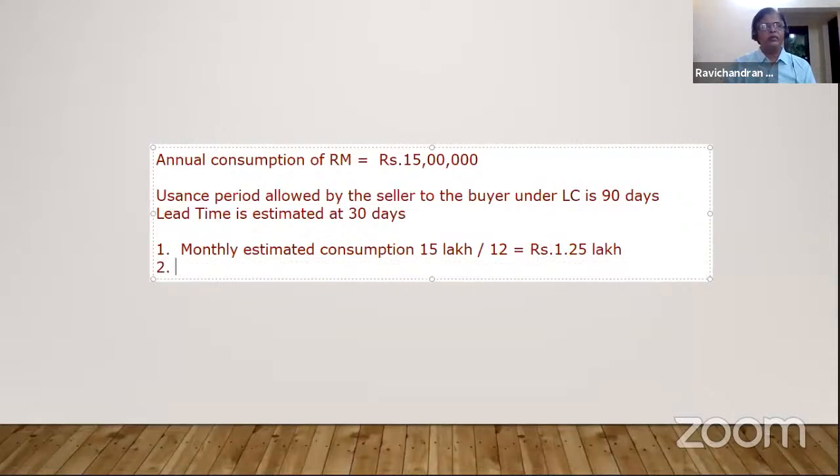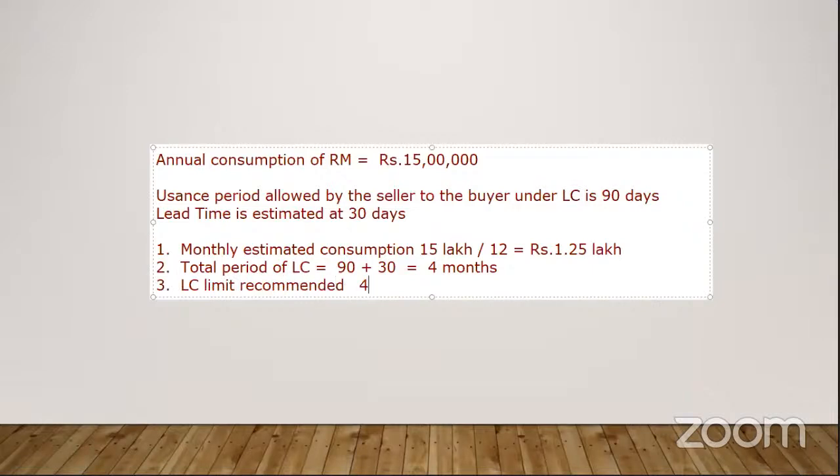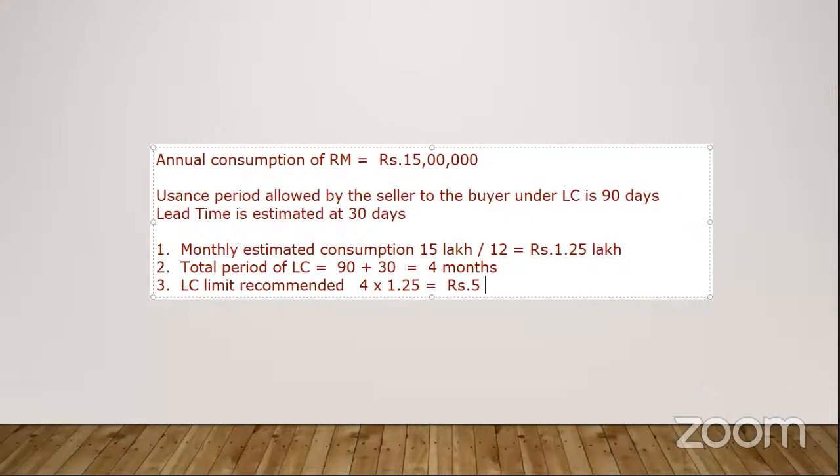Number two, total period. LC period equals 90 plus 30 days. Total 4 months. LC limit equals frequency, 4 into 1.25. Is how much? 5 lakhs.